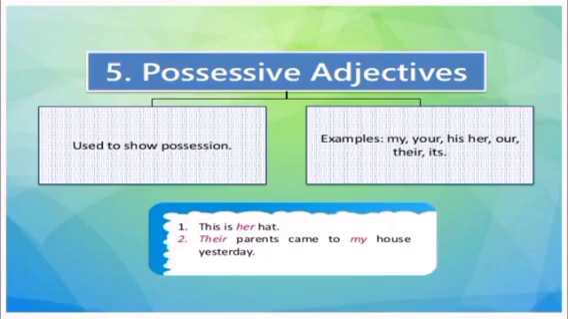The fifth type is possessive adjectives. Possessive adjectives are used to show possession. Examples: my, your, his, her, our, their, its. Example sentences: this is her hat. Their parents came to my house yesterday. Here, her, their and my are possessive adjectives.